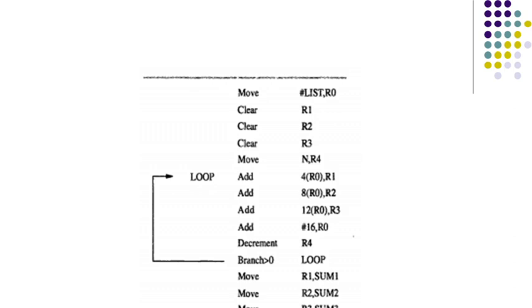Register R4 is initialized to contain the value n, and is decremented by 1 at the end of each pass through the loop. When the contents of R4 reach 0, all the student records have been accessed and the loop terminates. Until then, the conditional branch instruction transfers control back to the start of the loop to process the next record. The last three instructions transfer the accumulated sums from the registers R1, R2, R3 into the memory locations SUM1, SUM2 and SUM3 respectively.